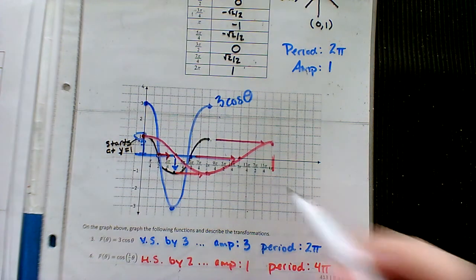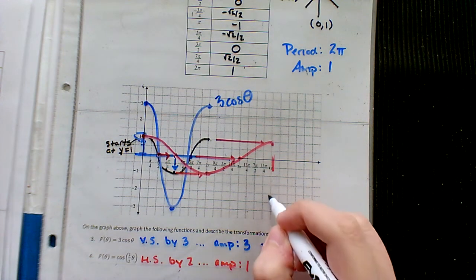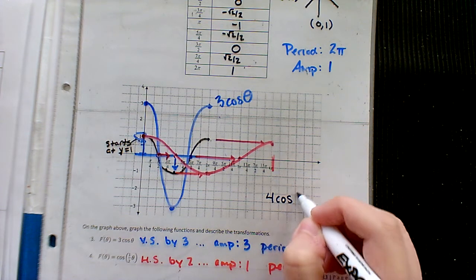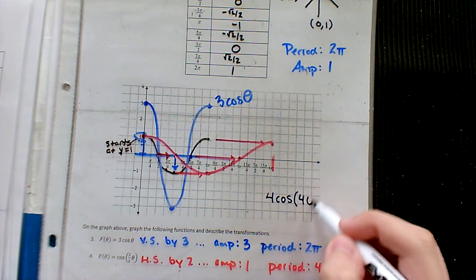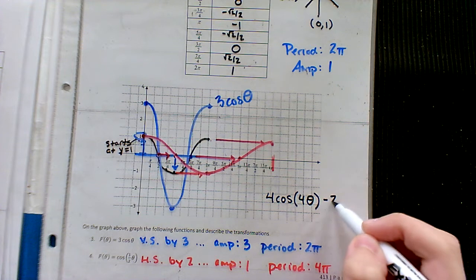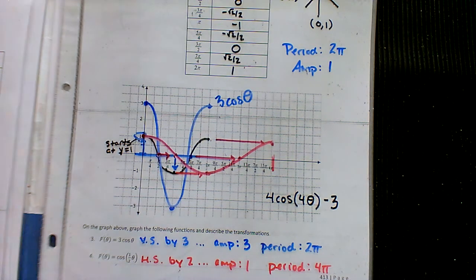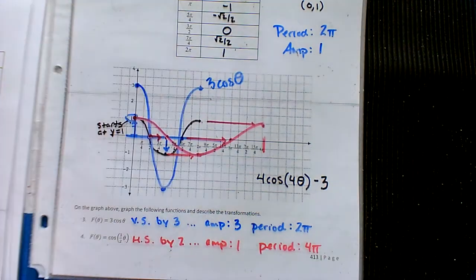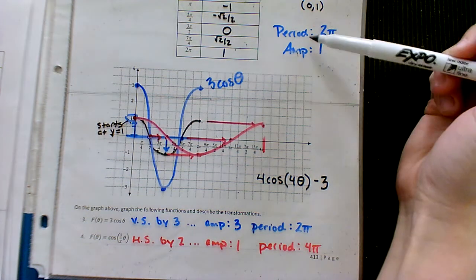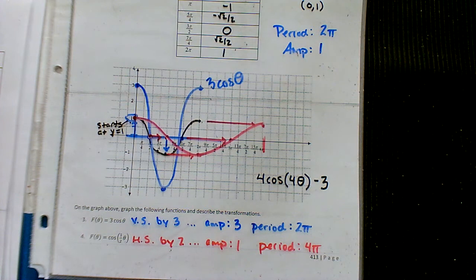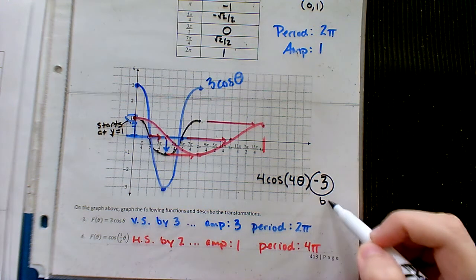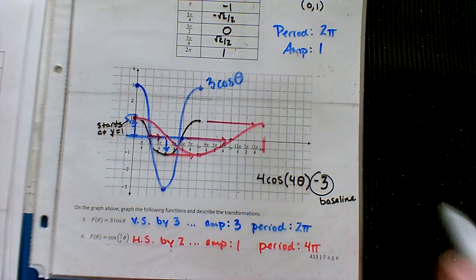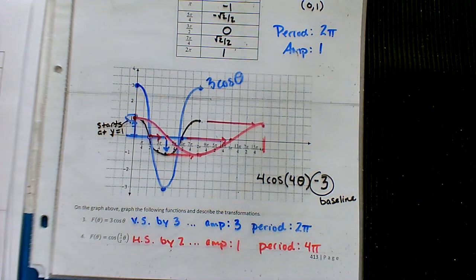All right, let's try this one as an example. What if we had, let's say, 4 cosine of 4 theta minus 3? We're not necessarily going to graph this one, but can you list some of the transformations and perhaps how those affect the period and amplitude? What do you think? The minus 3 would be the baseline. Baseline. All right, so that's the middle of your wave or the middle of your graph. Because everything's shifting down 3. That affects the middle, yeah.